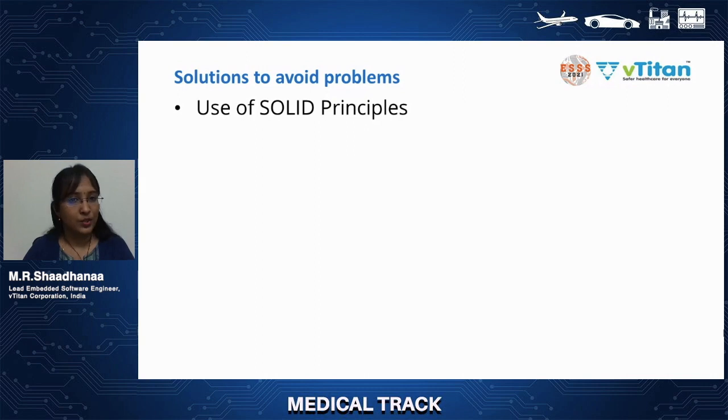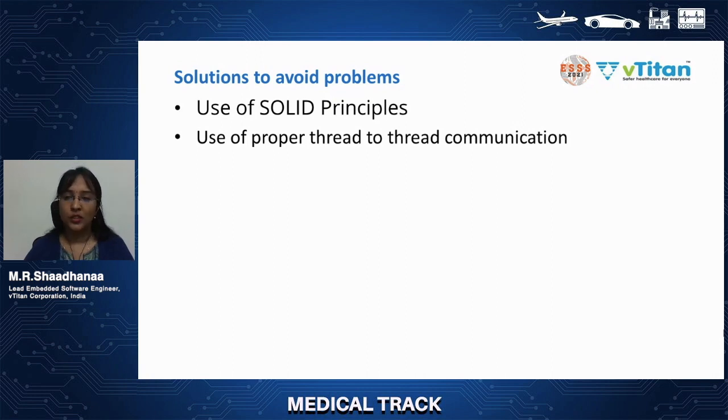First, use of SOLID principles. I think we have seen in detail about this, and use of proper thread-to-thread communication. Now I have an ART task. I have different threads. I have segregated my tasks. My task does only one job at a time. Okay, I have used SOLID principles. Now, how does my thread-to-thread communication happen?